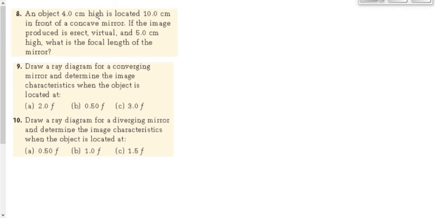I'm going to circle this. Let's say F is a positive value. If I forget to do that, it's not the end of the world in this case, because it is a converging mirror, a concave mirror. In the end, that makes F positive. If I forget to make F positive, then it's going to be positive by default.